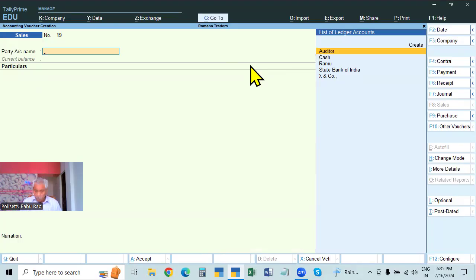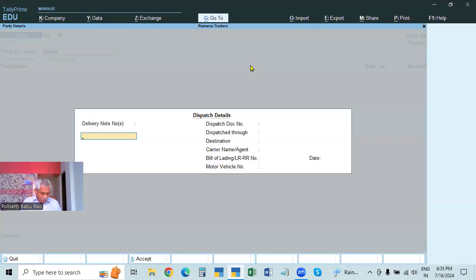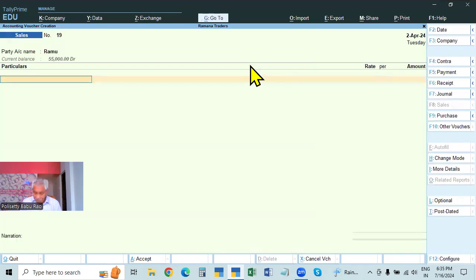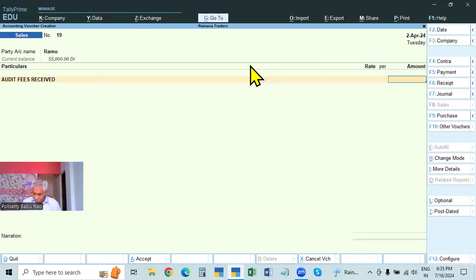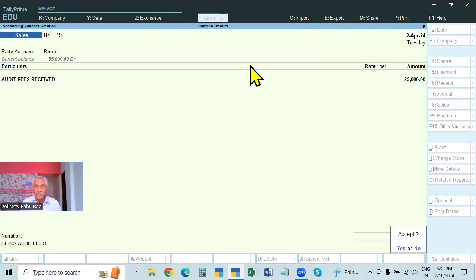Now we are selling to whom? We are selling to Ramu. Okay, selling to Ramu. What is the service you are giving? Audit fees. So click the space bar, audit fees received. So for example, 25,000. And all are the same thing, being audit fees billing.